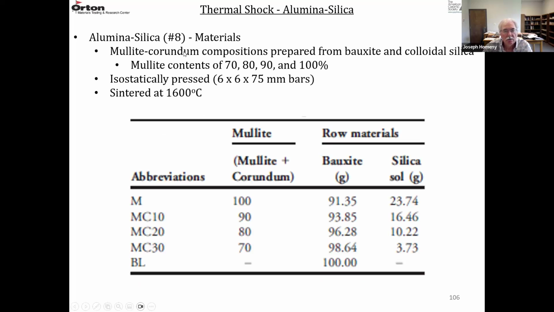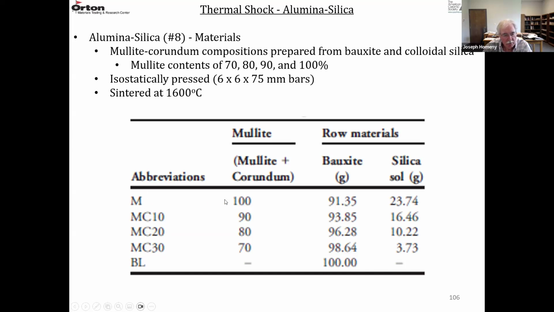So these mullite corundum compositions were prepared from bauxite, plus they added colloidal silica to form the mullite. The silica reacts with the bauxite in situ, forms a mullite. And the mullite contents were 70, 80, 90, and 100% mullite. 6 by 6 by 75 millimeter bars were isostatically pressed and sintered at 1600 degrees C. You can easily form mullite at 1600 degrees C.